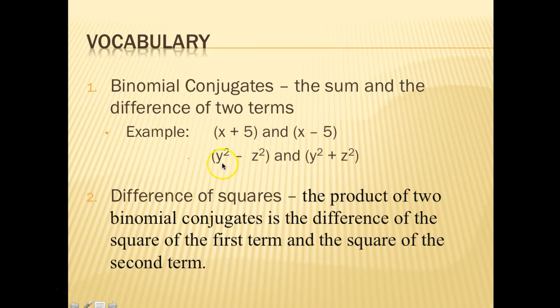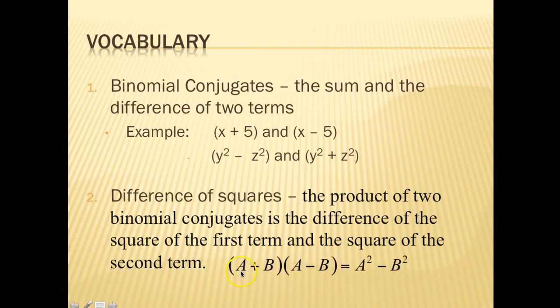Another example, y squared minus z squared and y squared plus z squared. I have the sum and difference of y squared and z squared. Binomial conjugates. The product of 2 binomial conjugates is the difference of the square of the first term and the square of the second term.